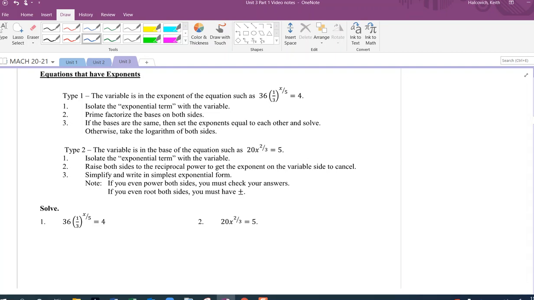We're going to talk about how to solve equations that have exponents. There's two types, one where the variable is in the exponent, and that's where we're going to isolate the exponential term and either get the bases the same, or we're going to have to use logarithms. And then the second one is where the variable is the base, and that's where we're going to isolate the exponential term and then raise both sides to the reciprocal power, remembering that there's rules.